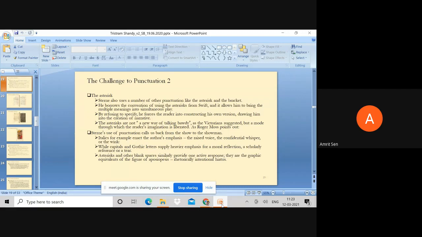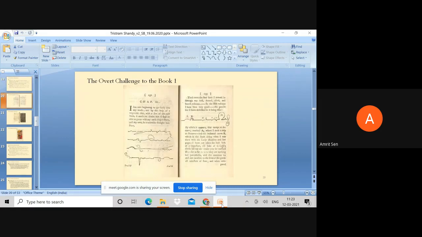And therefore, if this is punctuation, then there are certain pictorial depictions which challenge or withdraw attention to the conventions of plot. Now, this is an example, right? So Sterne is saying, how does my plot look? And you see those different graphs that he's drawing. He's suggesting that this book is proceeding through these kinds of digressions.